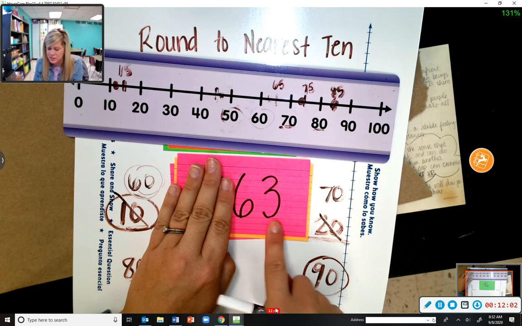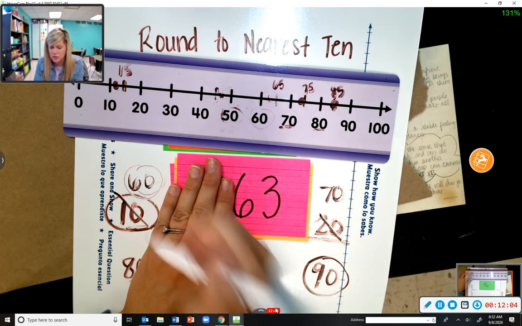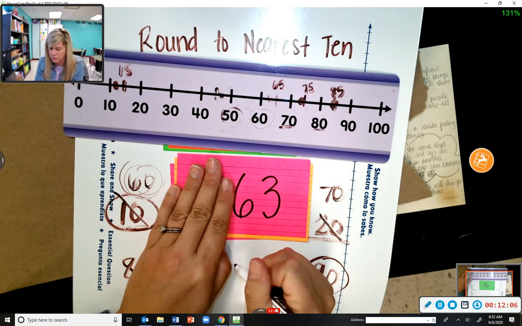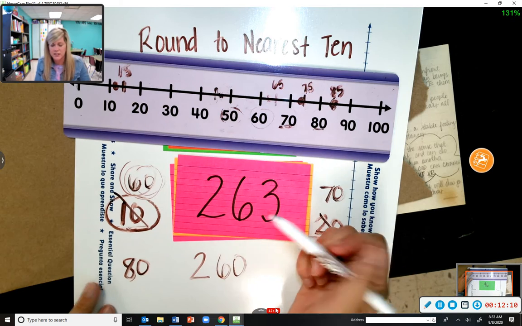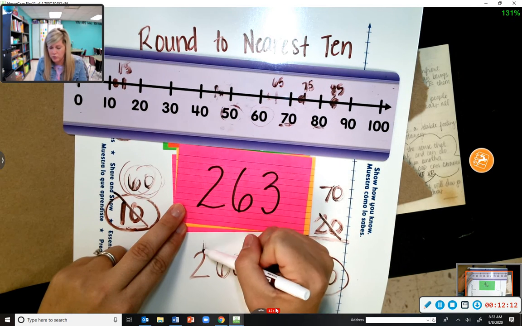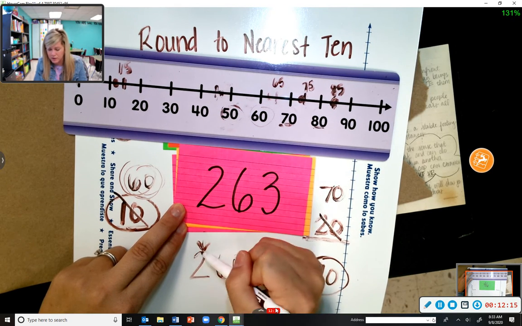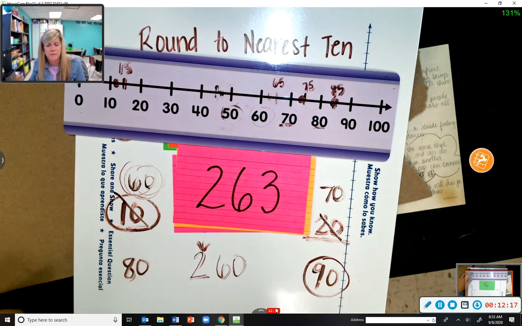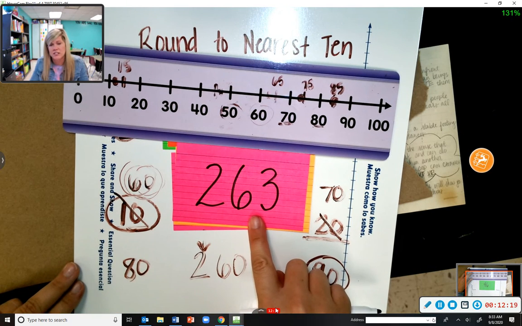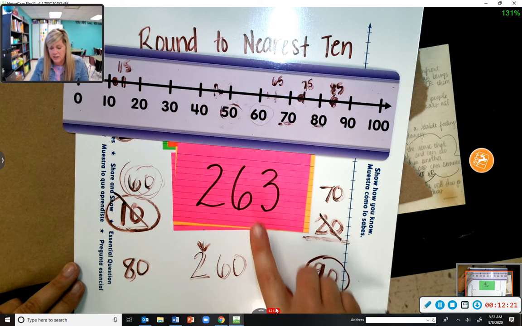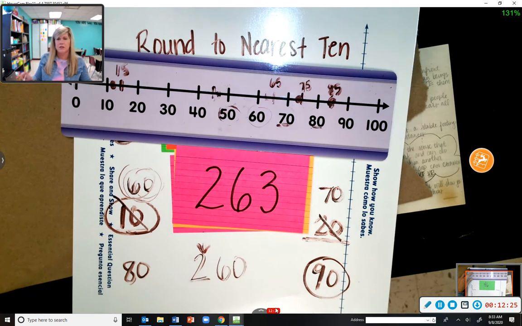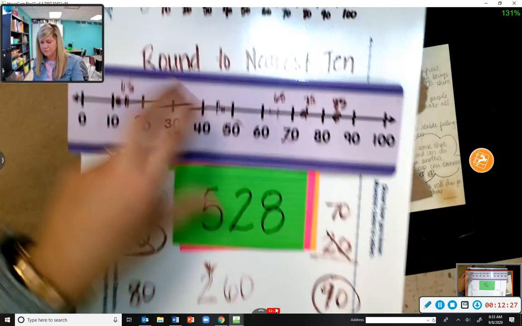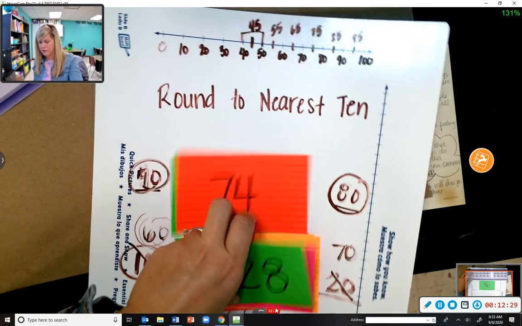Now we already said 63 is closer to 60, so it rounds to 60. So the only step that's different is you have to make sure that you include that number in the hundreds place. If you're rounding 263 to the nearest 10, it would round to 260. Okay? Let's try another one like that. Let me turn my mat over.